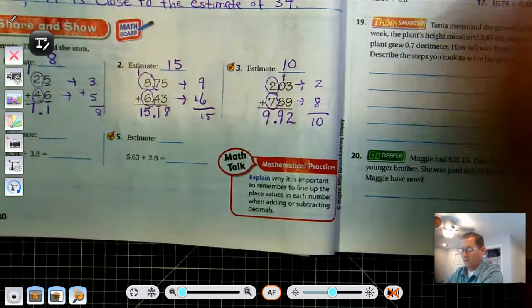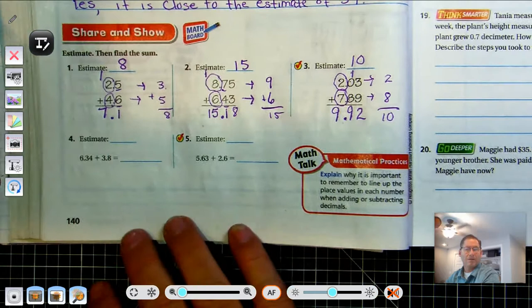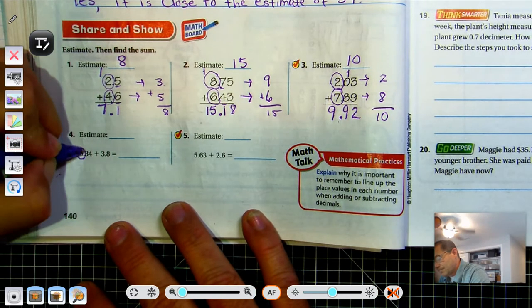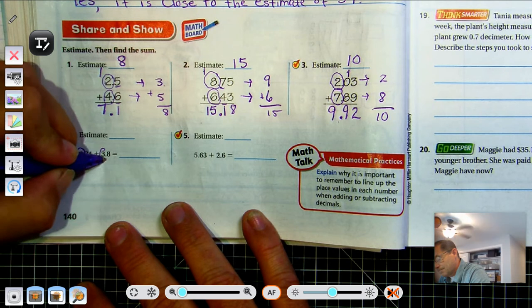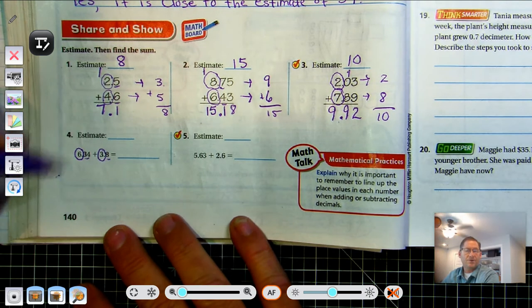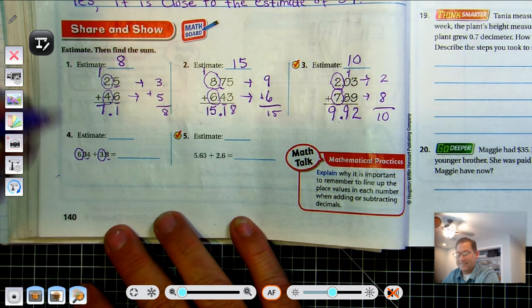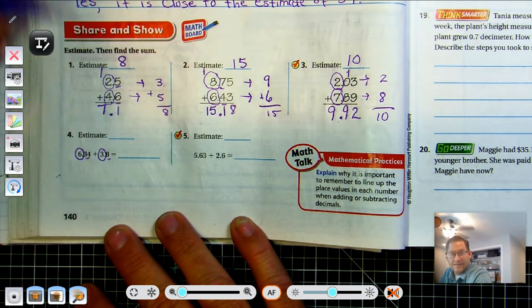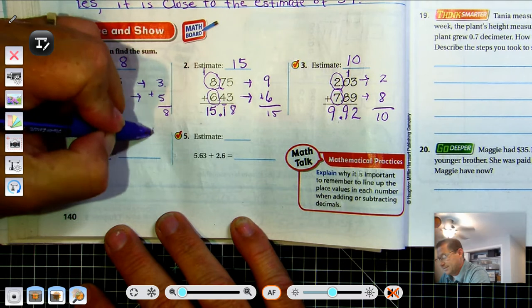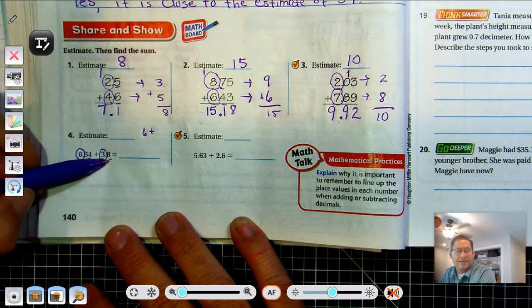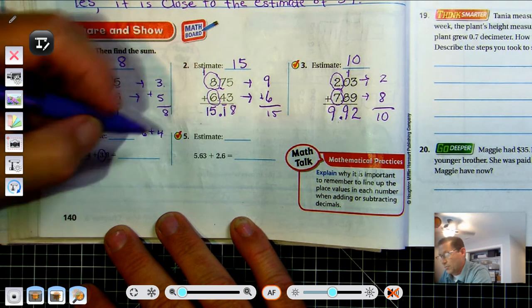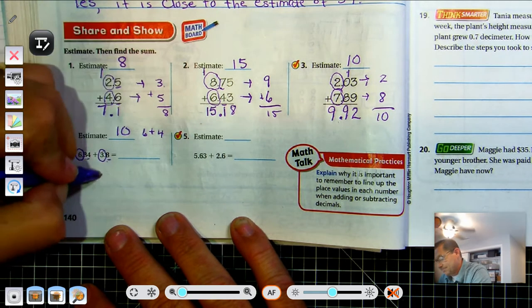Okay, let's look at number 4. Estimate. 6 and 34 hundredths plus 3 and 8 tenths. 6 and 34 hundredths, the 3 is less than 5, so let's keep it 6. And 8 is greater than 5, so let's round up to 4. And 6 and 4, that will give us 10.